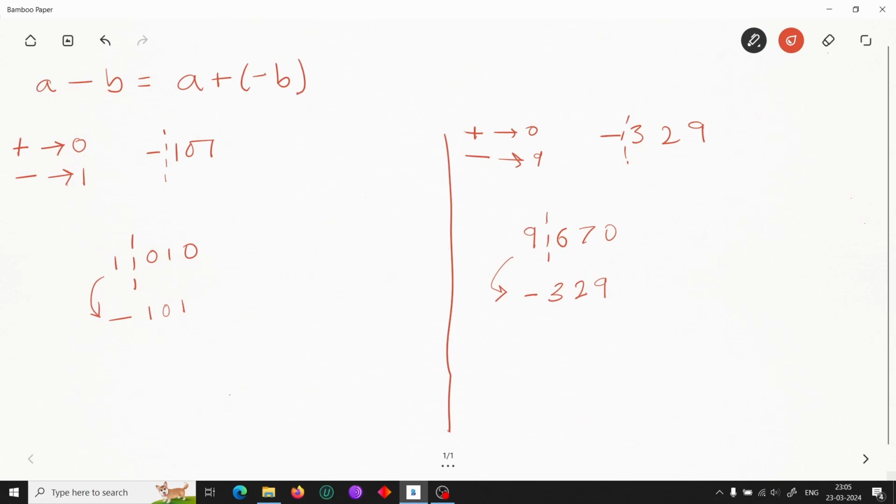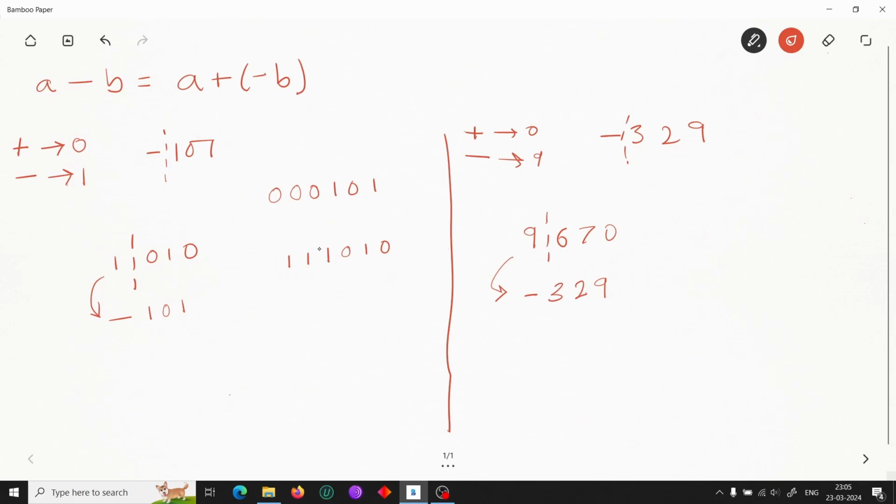Now, to understand why this is chosen, you have to first see this, okay? Any positive number, say 101, this is a positive number, you can put as many zeros as you want in front of it, right? And the value will always remain unaffected. Likewise, for a complemented number, let's say 010, that is supposed to be negative, you can put as many ones in front of it and the value will remain unaffected.